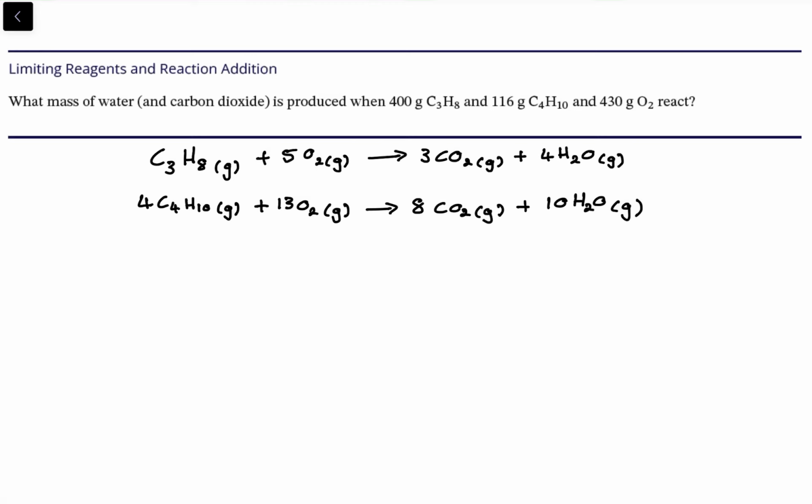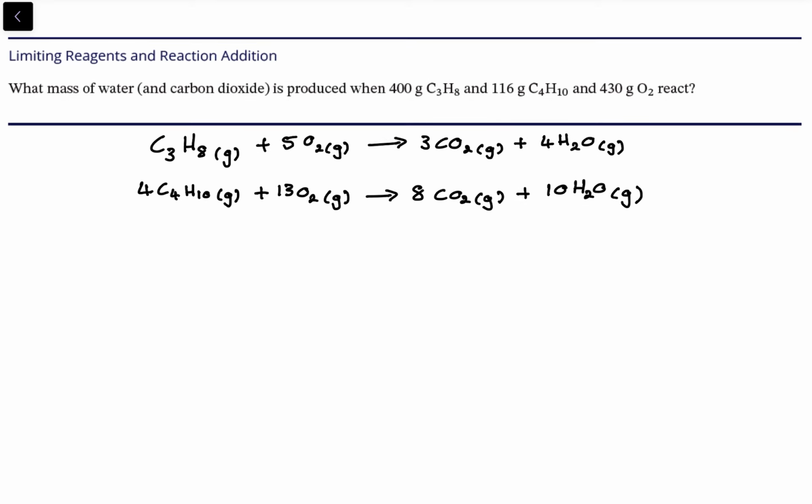Welcome again, everyone. In this video, I want to continue the idea of limiting reagents, but add the idea of reaction addition. In principle, we can sum reactions and look at them as a combined entity. We don't have to look at them as separate things, because the stoichiometric coefficients will still dictate the overall reaction equation and will still dictate the limiting reagents and the excess reagents.